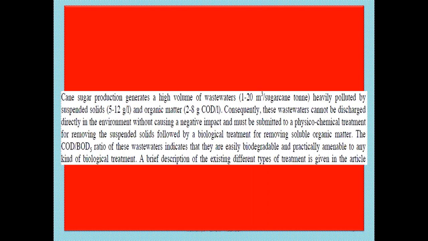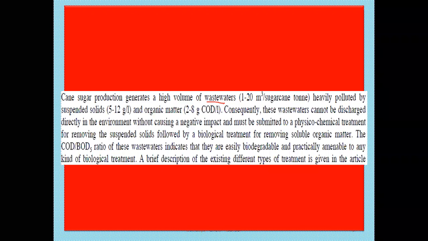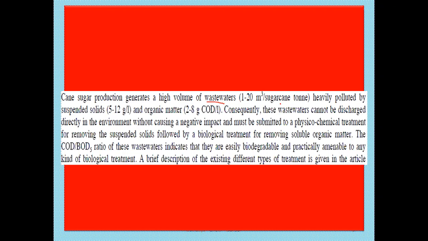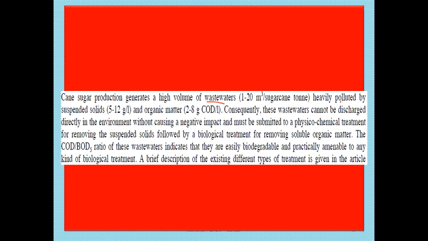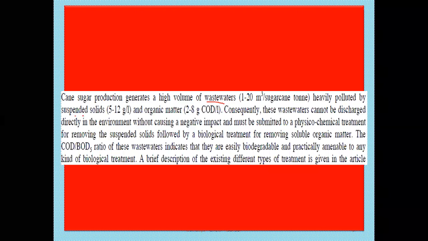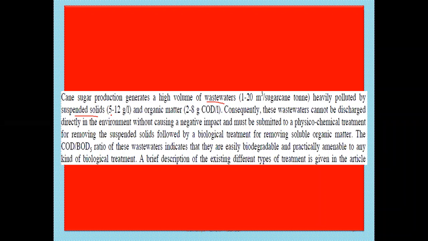Cane sugar production generates a high volume of wastewater. To understand it simply, production of cane requires a huge volume of water, that is 1 to 20 cubic meters per ton of sugarcane. The wastewater is heavily polluted by suspended solids, that is 5 to 12 grams per liter, and organic matter.